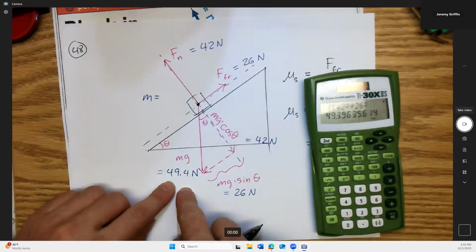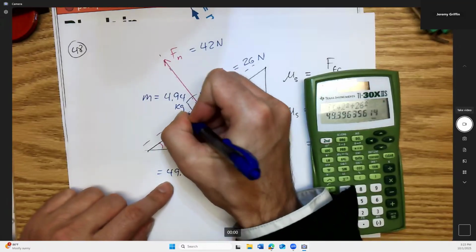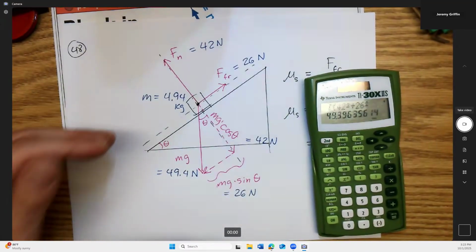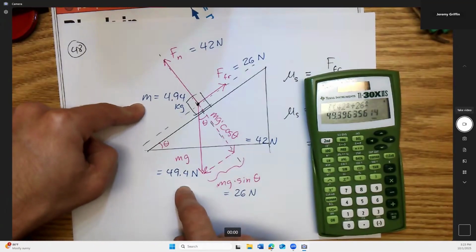And guys, once you know the weight of the block, how do you get the mass? Yeah, divide by 10 meters per second squared. So would that be like 4.9 something kilograms? Probably somewhere in there. Because mass to weight on Earth, you could just multiply or divide by 10 meters per second squared, depending on which way you're going.